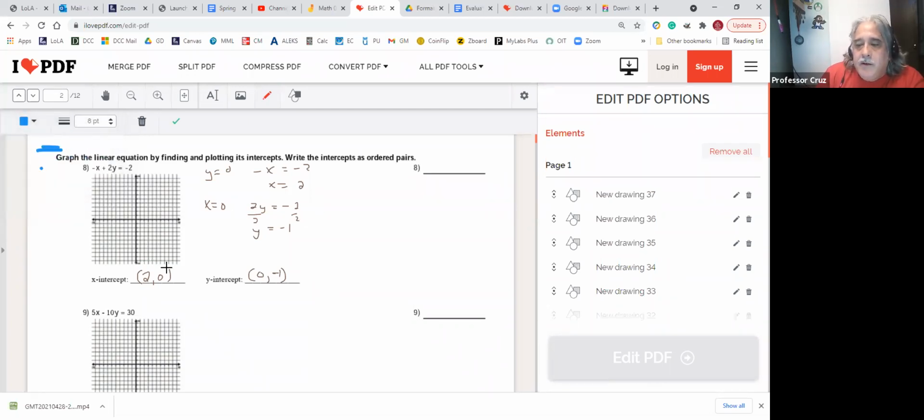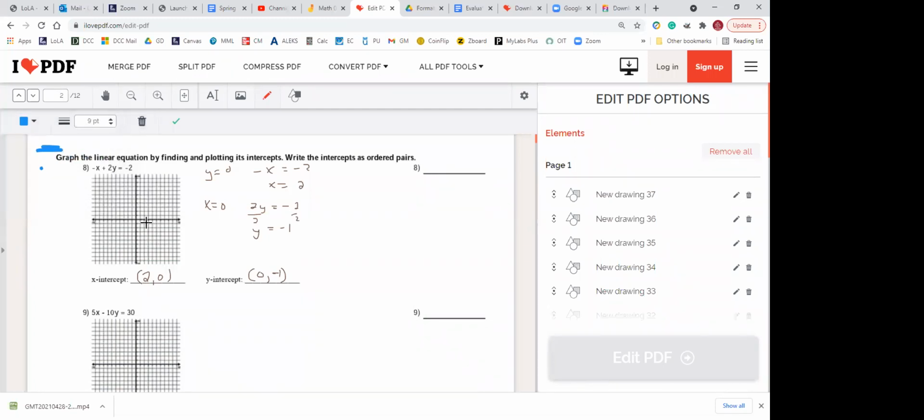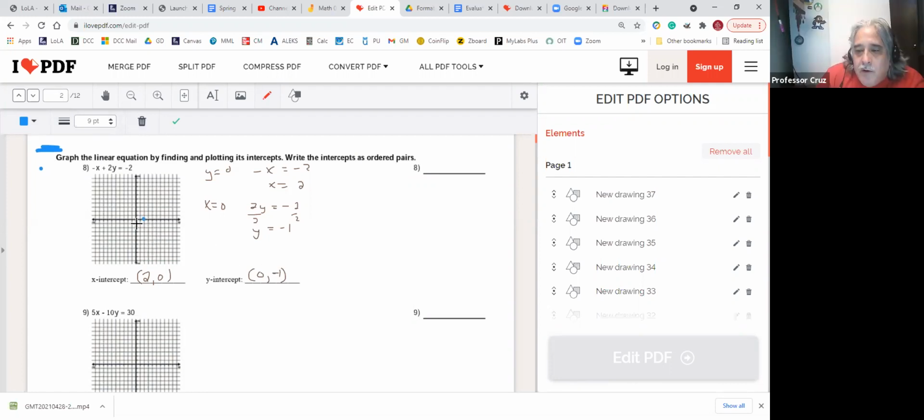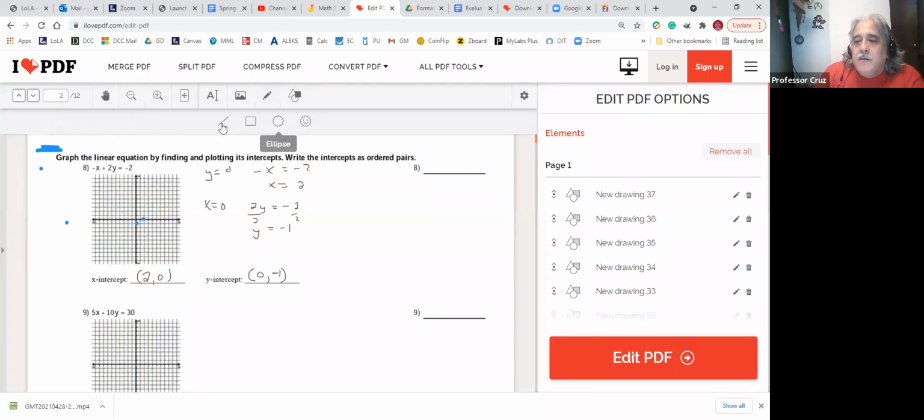All right, so I'm going to put 2, 0, which is right here. And then 0, negative 1 is right there. All right, and let's put a line through it.